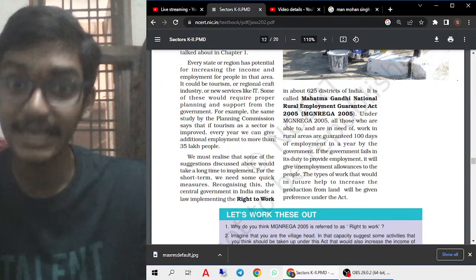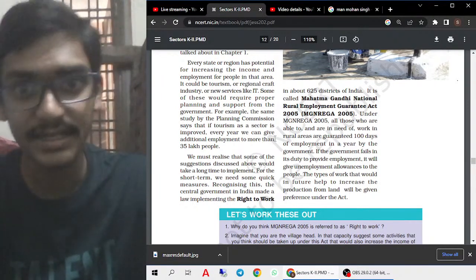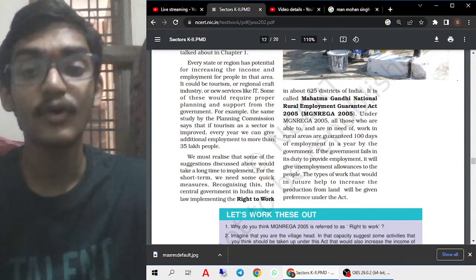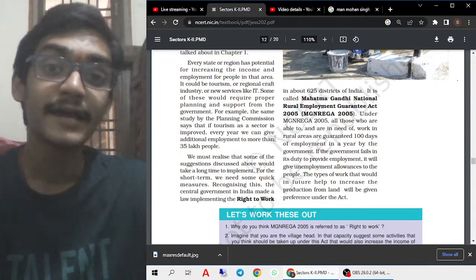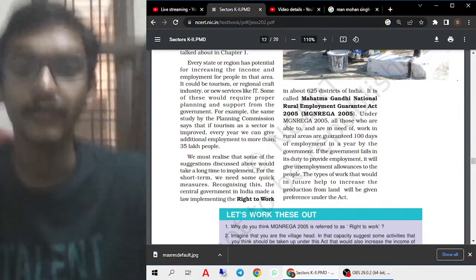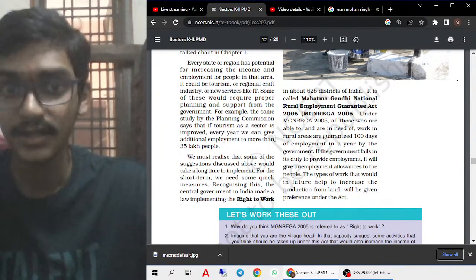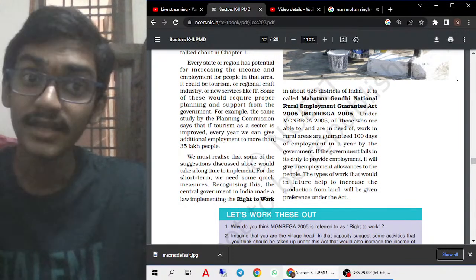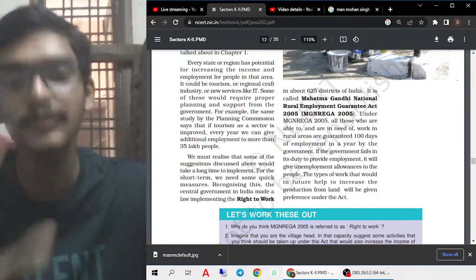And if the government is not providing 100 days of employment opportunities for the people, it will also give unemployment allowances. Unemployment allowance is nothing but direct money given to the people. If the state governments are not providing this 100 days of work, then they should distribute money to the people.